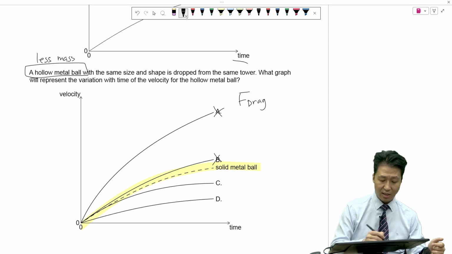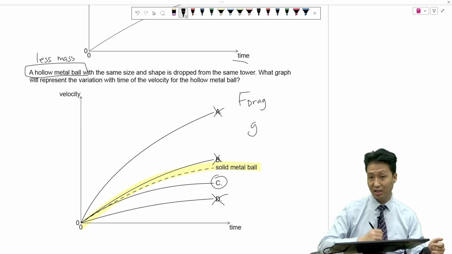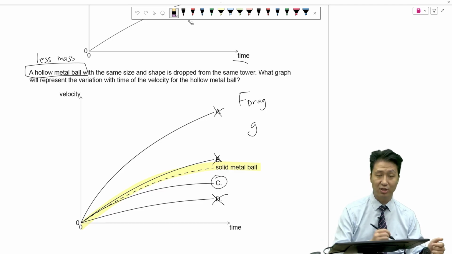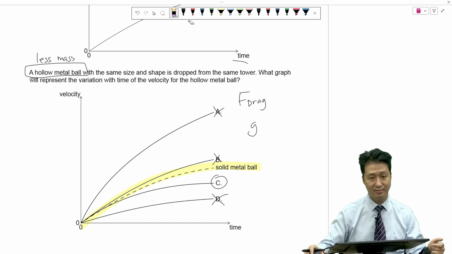Second, at the very beginning, the slope is still approximately g, the acceleration of Earth. So it has to be C. D has a different slope at the beginning. It would have a different value for the gravitational acceleration of Earth, which should not happen.